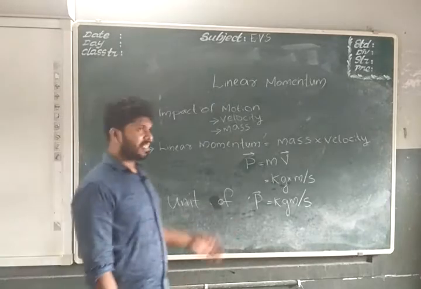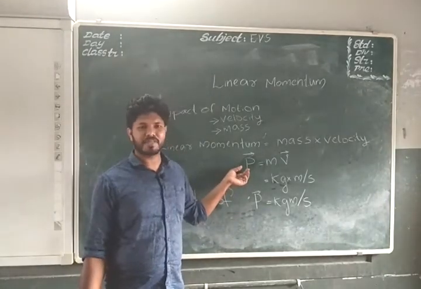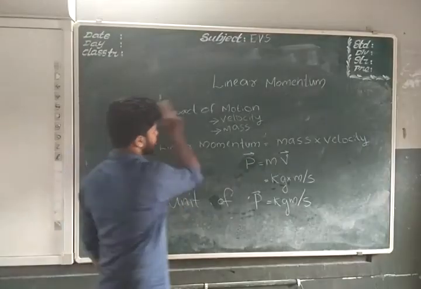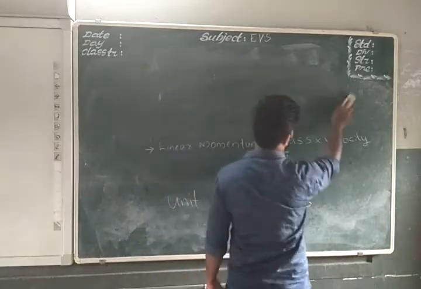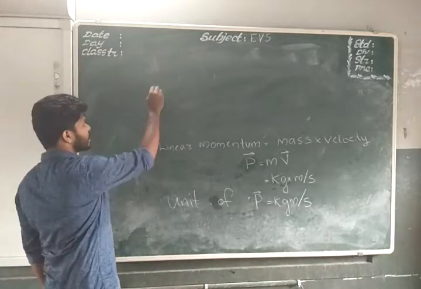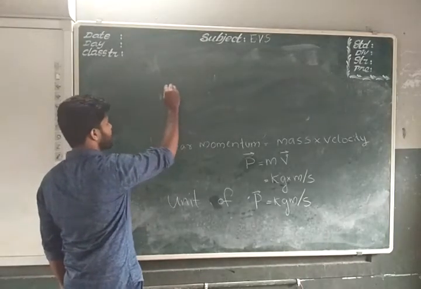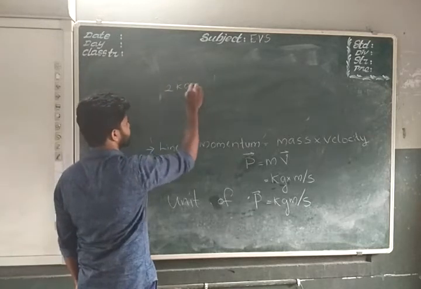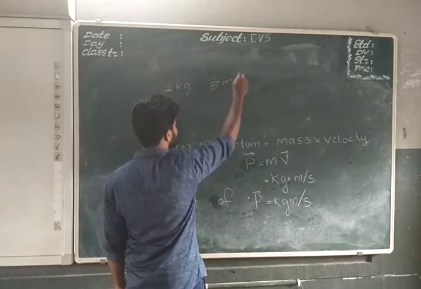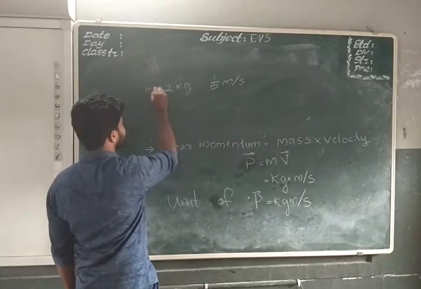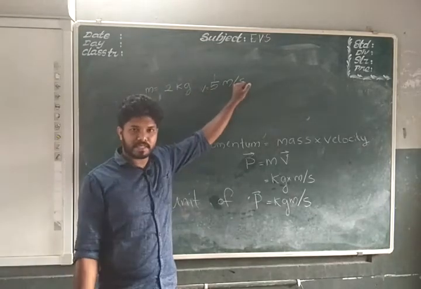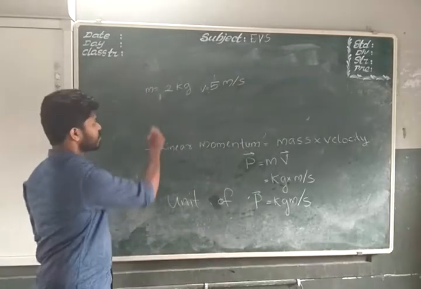Now let us go to some problems. How can we do problems with linear momentum? How can we find the linear momentum of a particle? So we'll go through some examples. Suppose an object of 2 kilogram is traveling with a speed of 5 meter per second. Then what is the linear momentum of this particle?